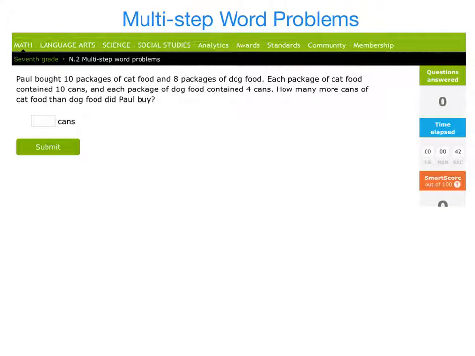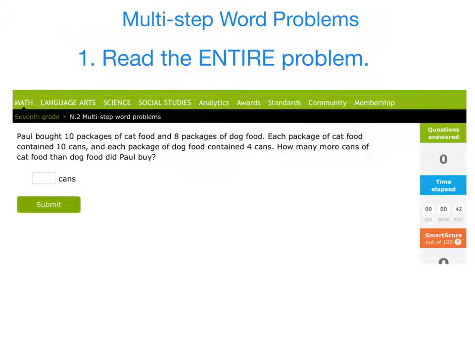Here is a fascinating problem from the world of pets. Take just a second and pause the video and read this problem. Which brings us to step 1.